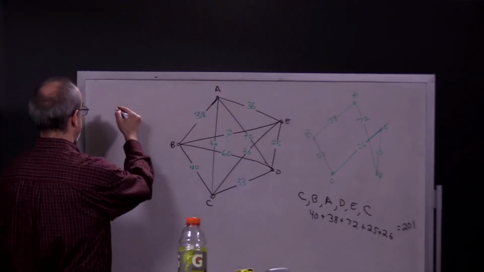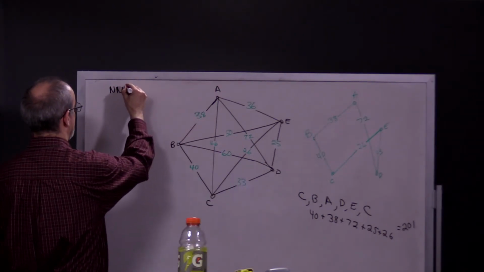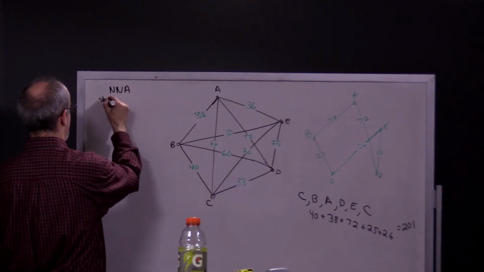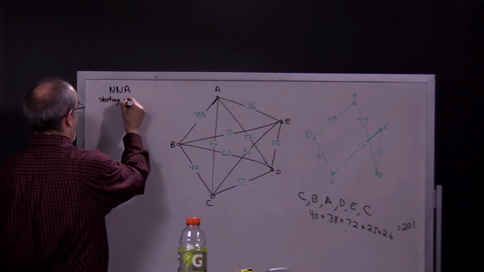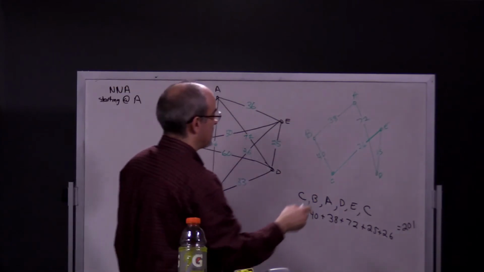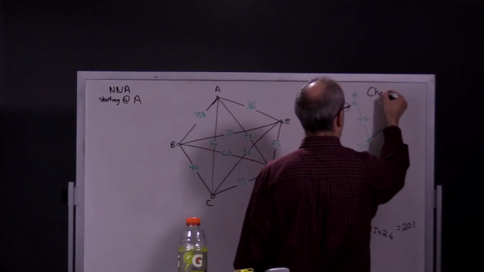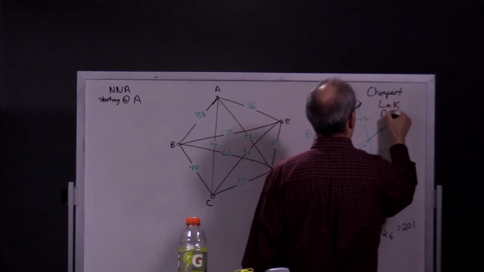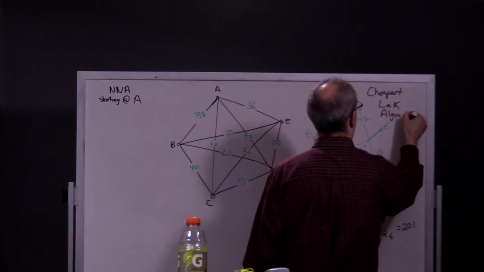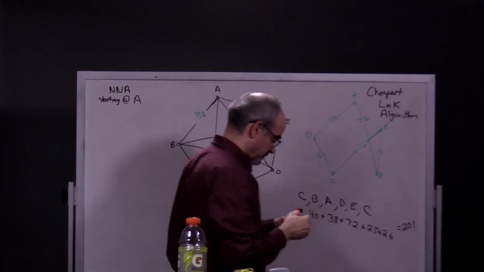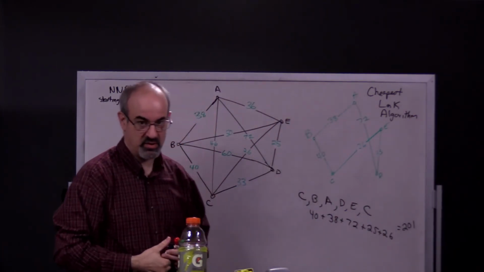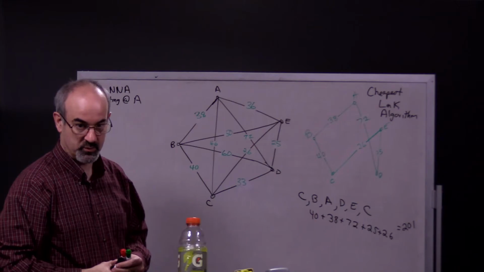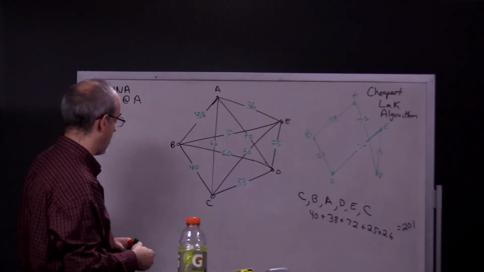So using nearest neighbor starting at A. So this was the cheapest link. Cheapest link algorithm gives you a tour with a weight of 201.